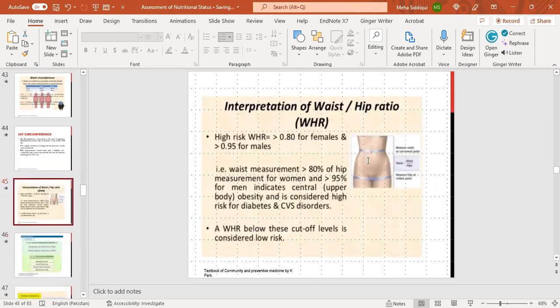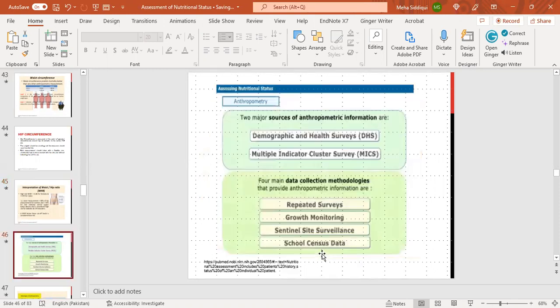Interpretation of waist to hip ratio. High risk is if there is a waist hip ratio greater than 0.80 for females and greater than 0.95 for males. That is, waist measurement greater than 80% of hip measurement for women and greater than 95% for men indicates central obesity and is considered high risk for diabetes and serious disorders. And a waist hip ratio below these cutoff values is considered low risk.